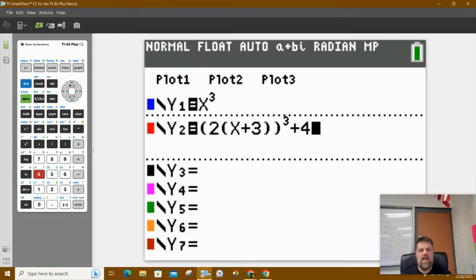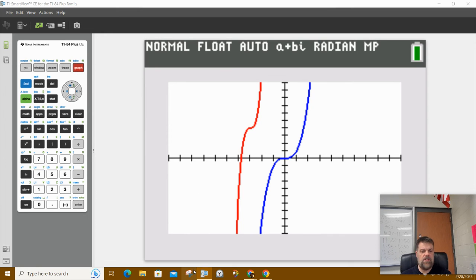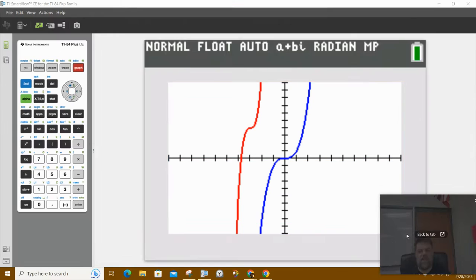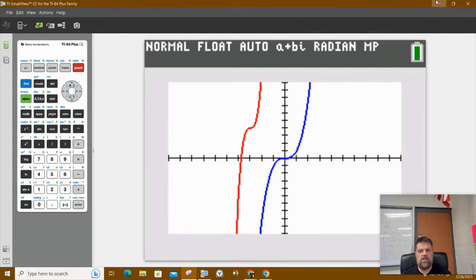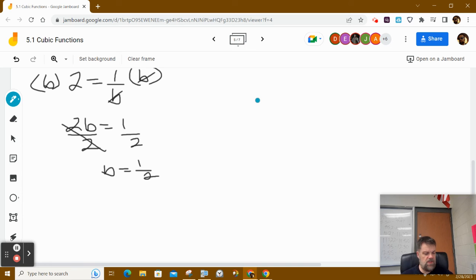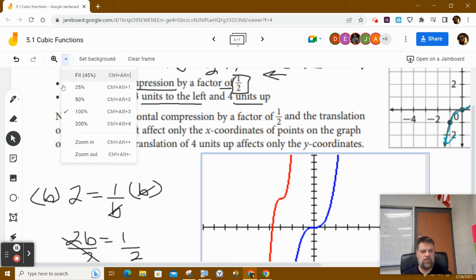Okay, so then I'm going to graph it. And I'm going to take a little screenshot. You guys should probably sketch this. But basically, we're transforming the functions. So what this looks like, if I stretch this out, and I'll zoom out so you can see everything.